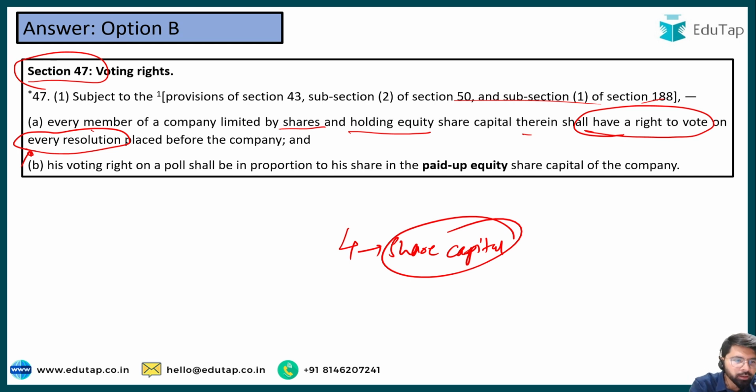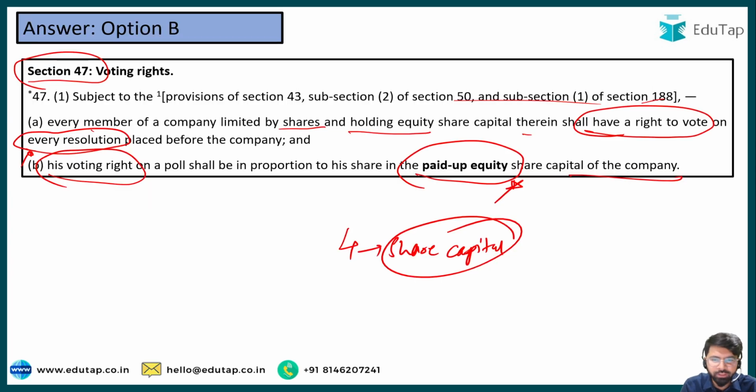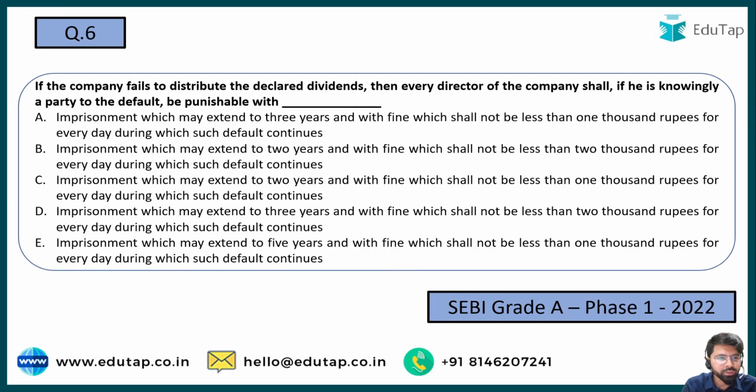And not just that, what shall be your voting right on a poll? It shall be in proportion to the paid up equity share capital of the company. It is how much you have paid. It will be in proportion to that, not the called up or issued or authorized capital. I hope you are familiar with the paid up equity share capital of the company. So friends, now let us move ahead with question 6.